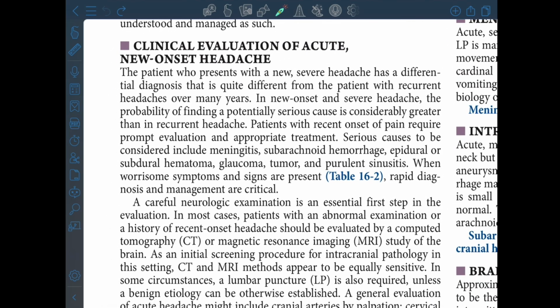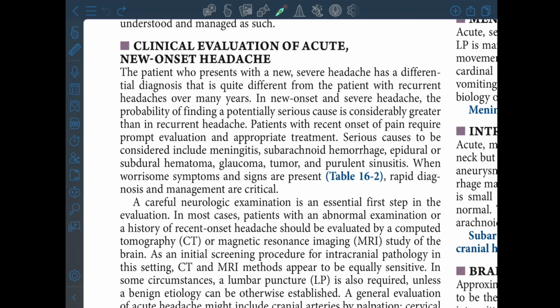Clinical evaluation of acute new-onset headache. The patient who presents with a new severe headache has a differential diagnosis that is quite different from the patient with recurrent headaches over many years. In new-onset and severe headache, the probability of finding a potentially serious cause is considerably greater than in recurrent headache. Patients with recent onset of pain require prompt evaluation and appropriate treatment.